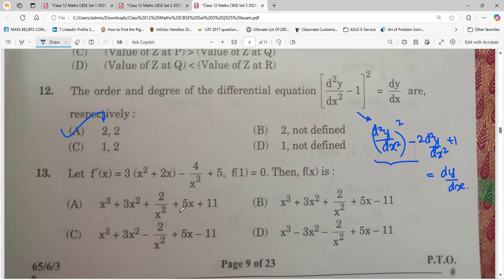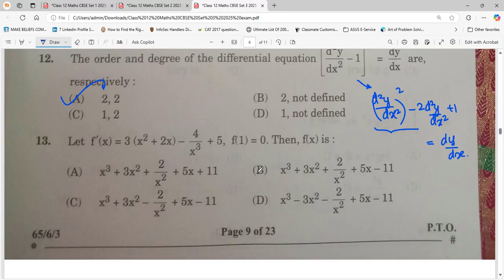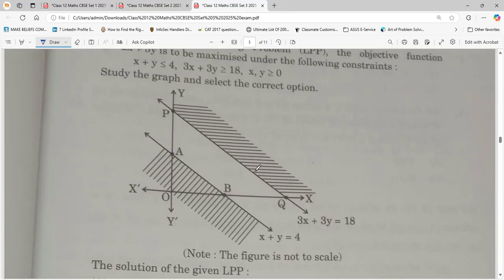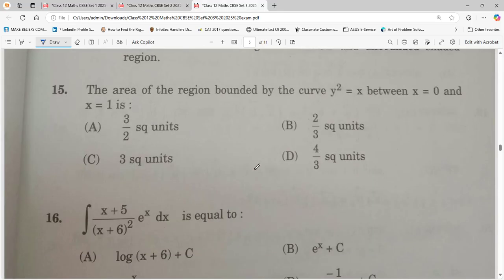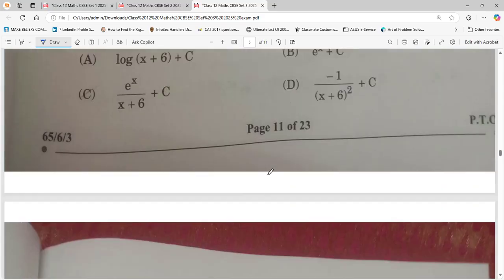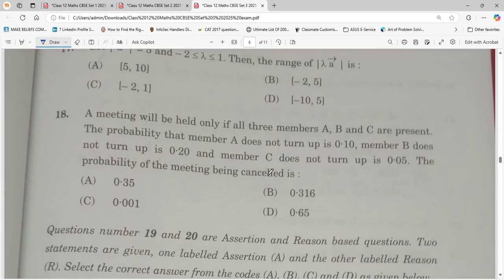Okay. Question 13 is also already done. Question 14 is already done. The solution does not exist for question 14. Question 15 is also already done. Question 16 is already done. Question 17 is already done.